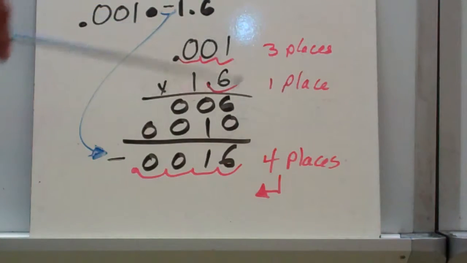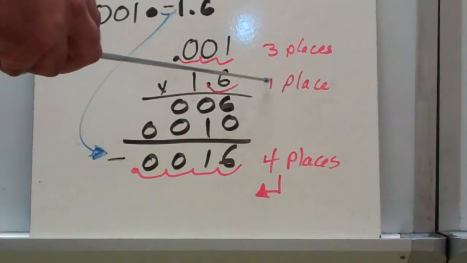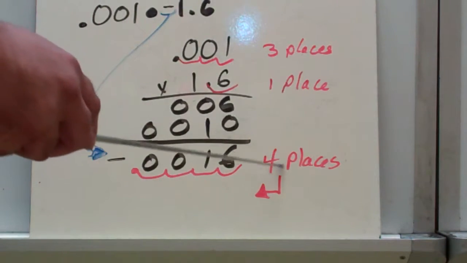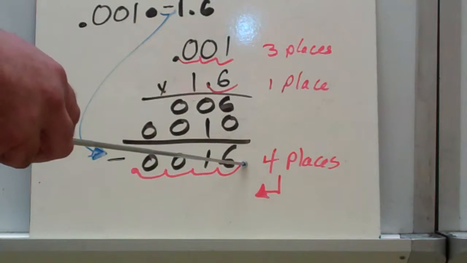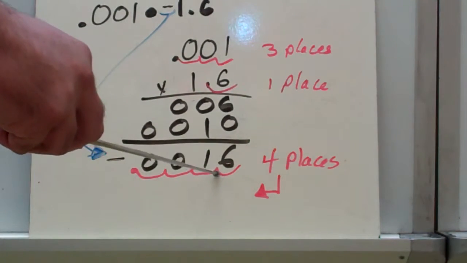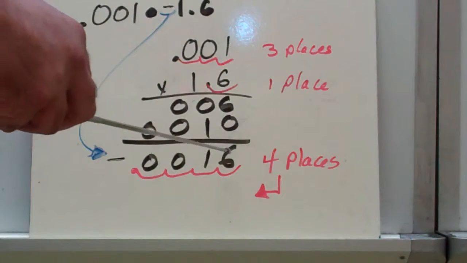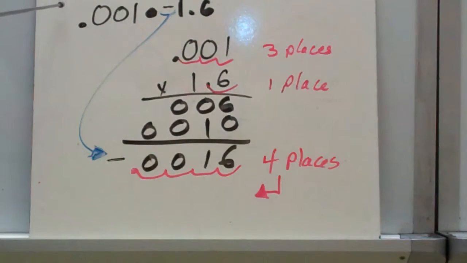0016. We then go look at how many places after the decimal there are in each of the numbers. So there's 1, 2, 3 here, and 1 in 1.6 for a total of 4 decimal places. So we come down to the product, starting on the right hand side, move the decimal 4 places to the left. 1, 2, 3, 4. So we end up with 0.0016, but since we are multiplying a positive times a negative, that leaves a negative answer, so we'd have a negative 0.0016 as our answer.